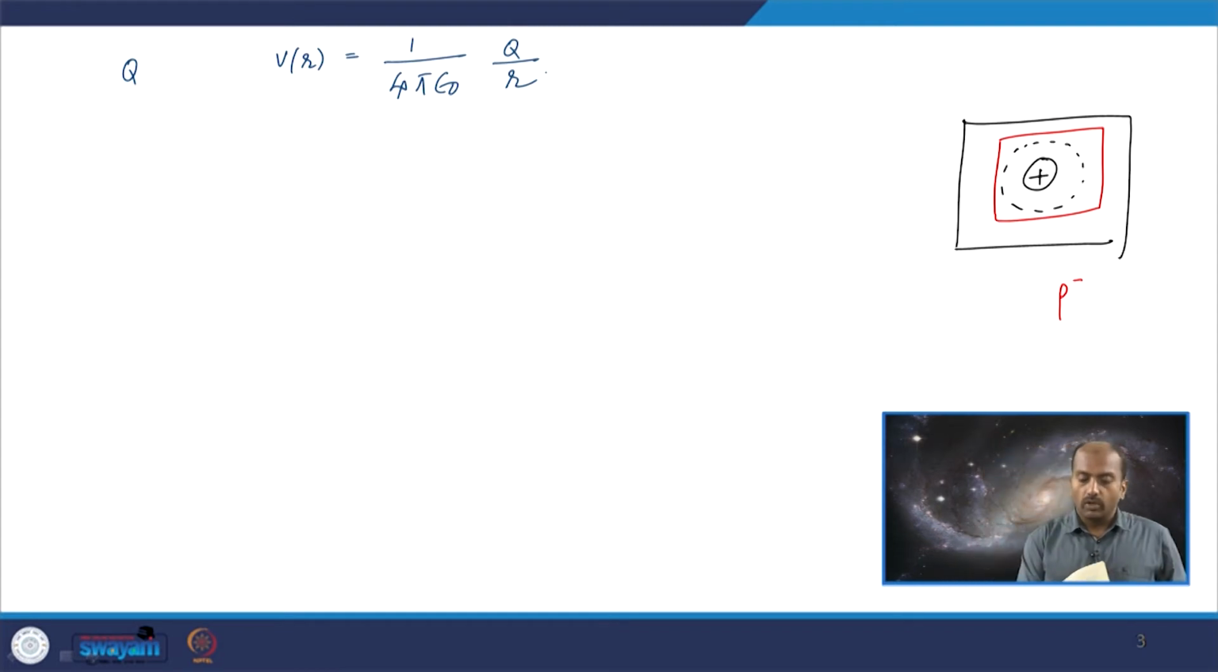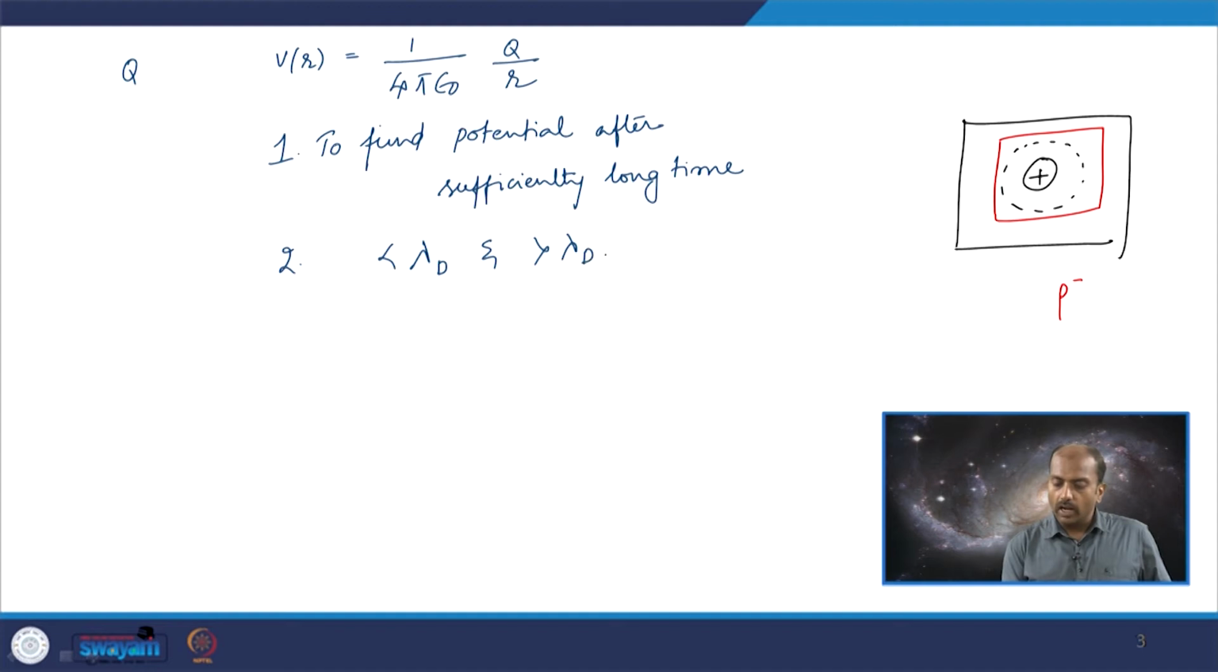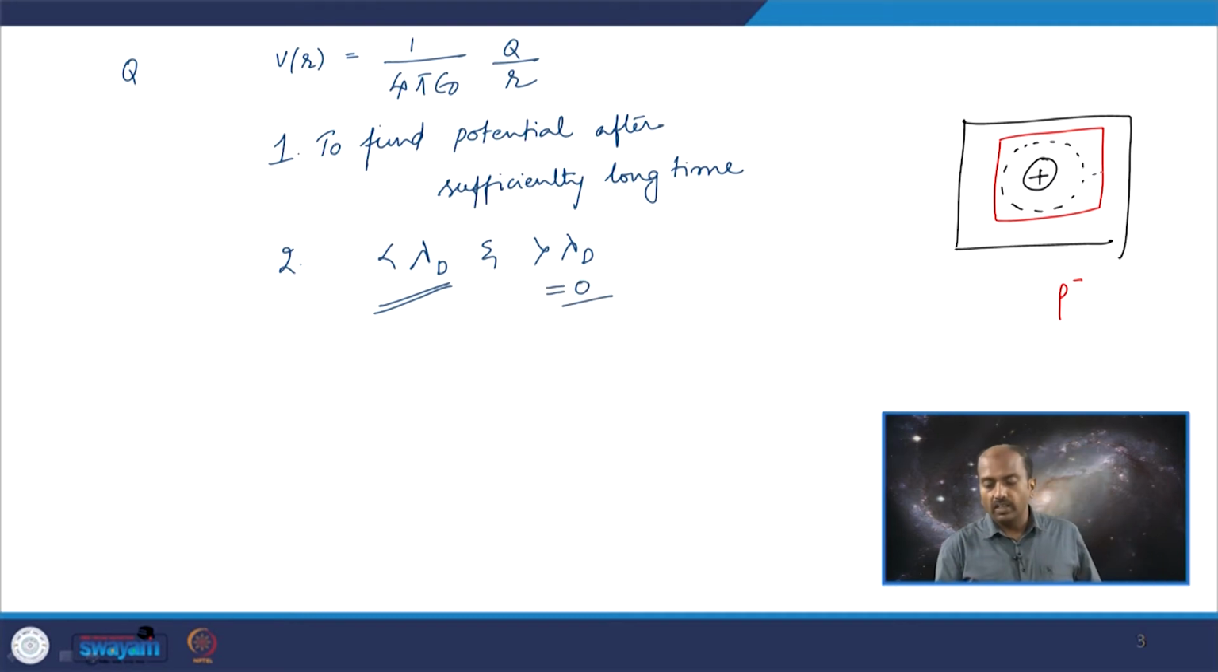Now, what is our objective? Our objective is to find the potential after a sufficiently long amount of time. Where do we want to find the potential? We want to find the potential below lambda d and above lambda d, both conditions. Ideally, our understanding says that there should be some non-zero potential below lambda d, and above lambda d the potential should be 0, because the charges outside the Debye length or Debye sphere will not be able to feel the existence of this charge. That means there is no potential due to this charge at this point outside.